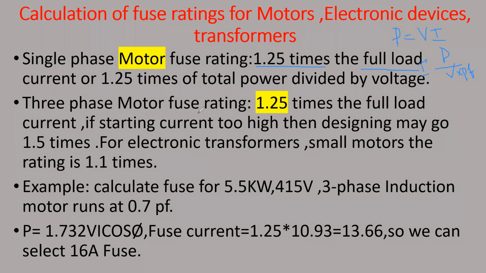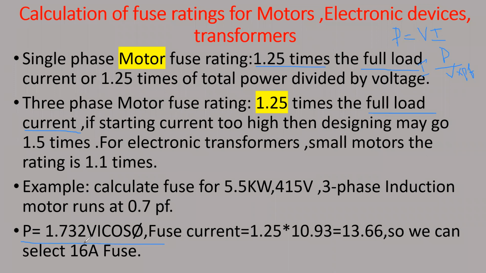Next one is the three phase motor. For the three phase motor, the fuse rating is 1.25 times the full load current. Again, for three phase, how do we find the formula for I? Power is equal to root 3, which I have written as 1.732, times V I cos phi. This is the actual power formula for a three phase motor. From power equal to root 3 V I cos phi, we have to find I, which is your full load current. So I is equal to power divided by root 3 V cos phi. Cos phi is your power factor.